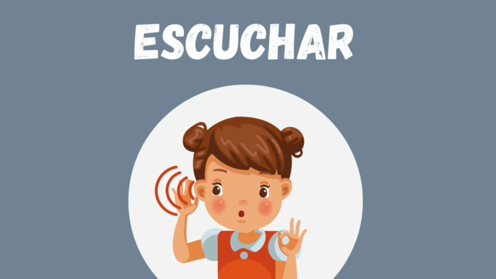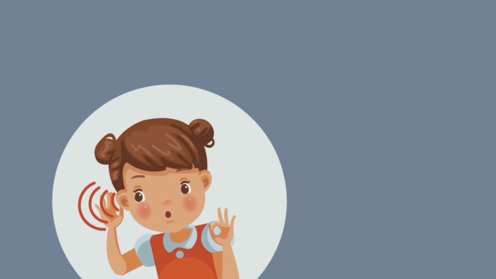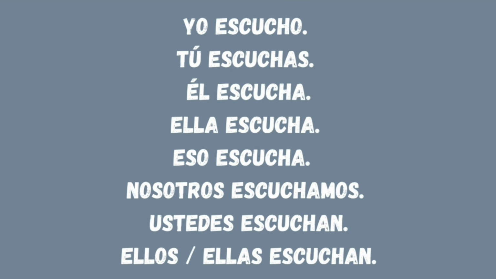Now we have the verb listen, okay? In Spanish, we're going to say escuchar. And this is the way we're going to conjugate this verb in Spanish, escuchar. Yo escucho, tú escuchas, él escucha, ella escucha, eso escucha, nosotros escuchamos, ustedes escuchan, ellos o ellas escuchan.